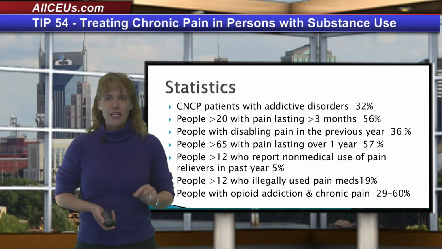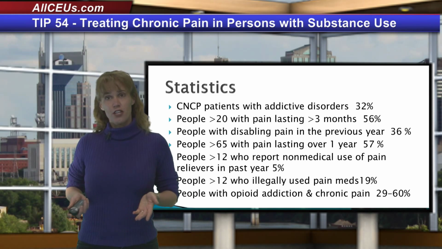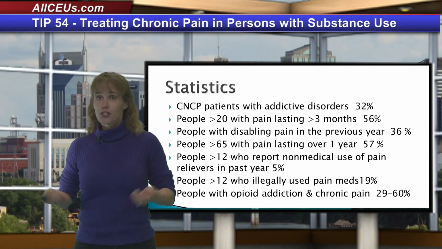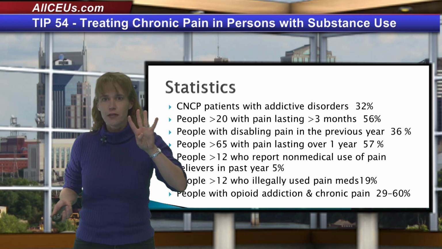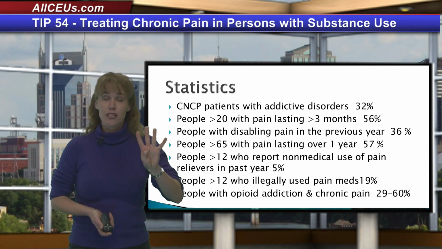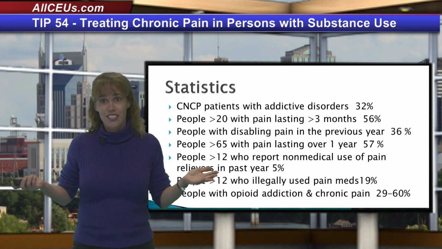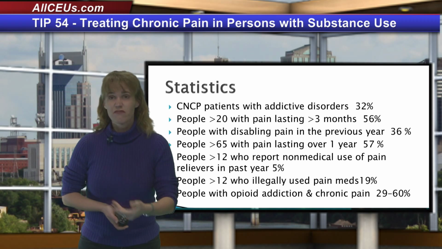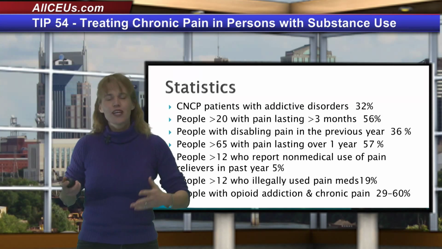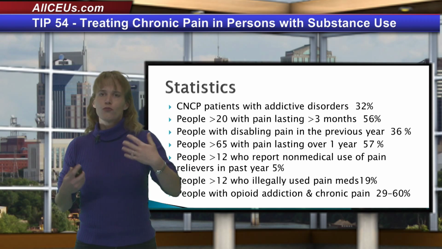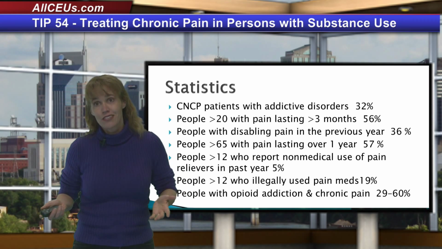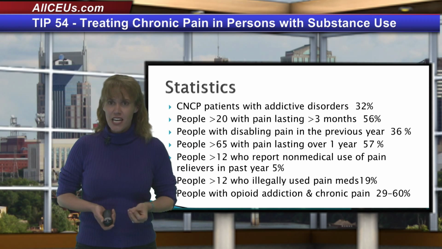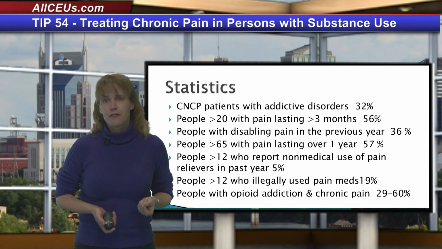People with disabling pain in the previous year, 36%. So we're looking at a little bit more than 1 in 3 people. So if you look around your office, if there's 12 people in your office, that means 4 of them have had disabling pain within the past year. That's a lot. People over the age of 65 with pain lasting over a year, more than half. Now, as people get older, we kind of expect more pain and more kind of problems. But still, 57% is a really big percentage of the people over 65.